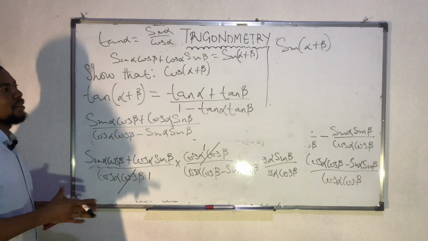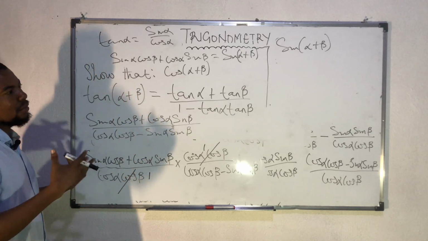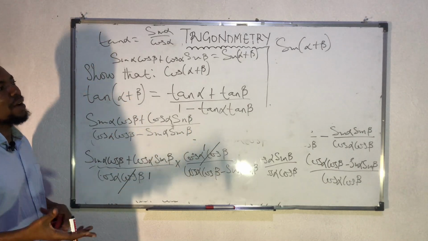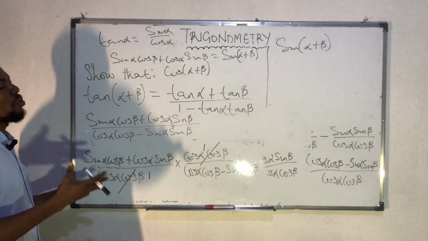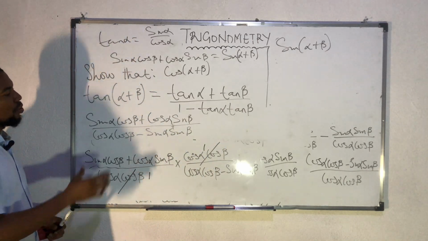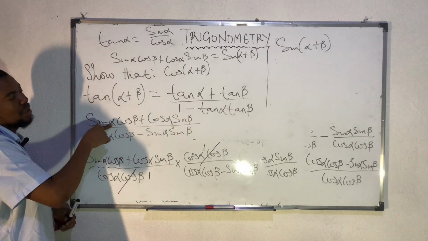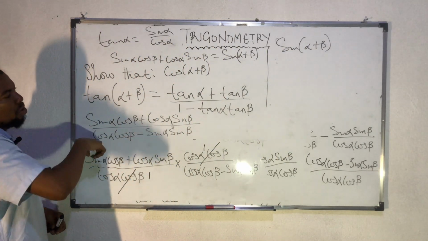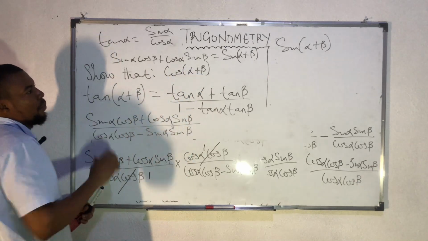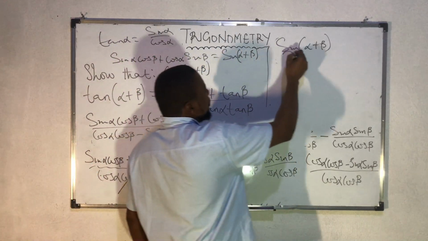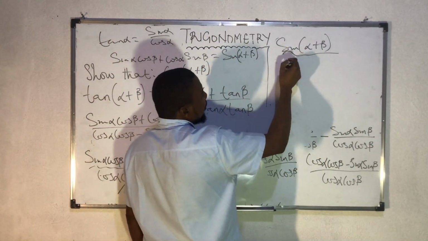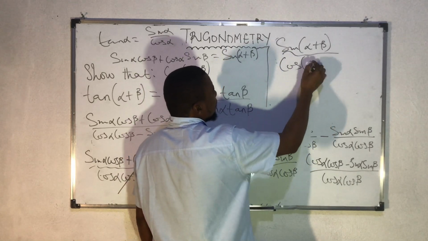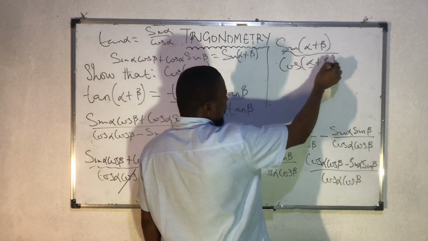We have Pythagorean identities, quotient identities, reciprocal identities, sum and difference formula or identity. We also have half angle formulas and double angle formulas. These are things that you should know. So all this expression on the numerator simplifies to sine alpha plus beta, while everything on the denominator simplifies to cos alpha plus beta. Therefore, this is now going to be sine alpha plus beta over cos alpha plus beta.